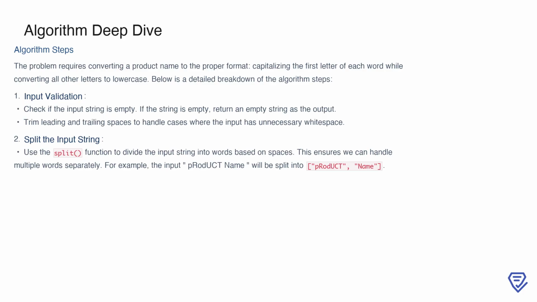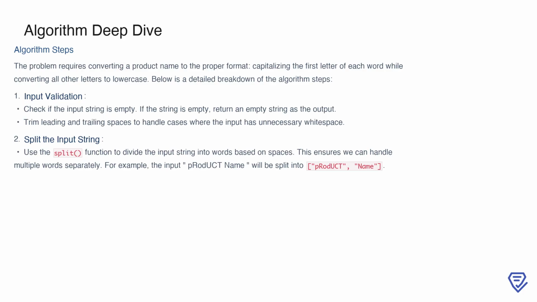into clear steps. First, we need to validate the input. If the input string is empty, we simply return an empty string as the result, as there's nothing to process. Additionally, we trim any leading or trailing spaces from the input. This ensures that unnecessary whitespace won't interfere with the subsequent steps.